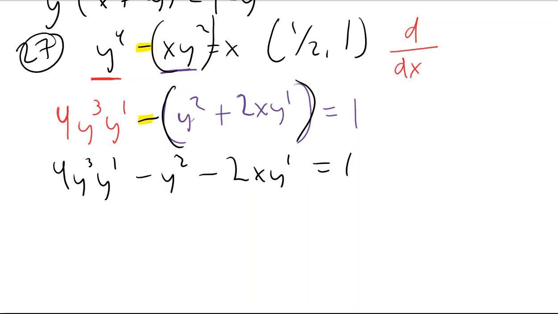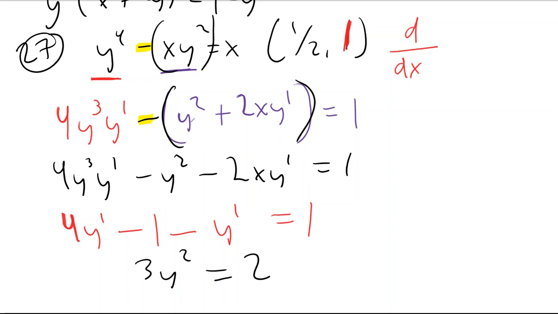So what I mean by that is, everywhere there's a y, let's plug in a 1. And everywhere there's an x, let's plug in a 1/2. And then notice how much easier this equation is to solve now. Looks like I got 3y primes. Add this over is 2. So y prime would need to be 2/3.